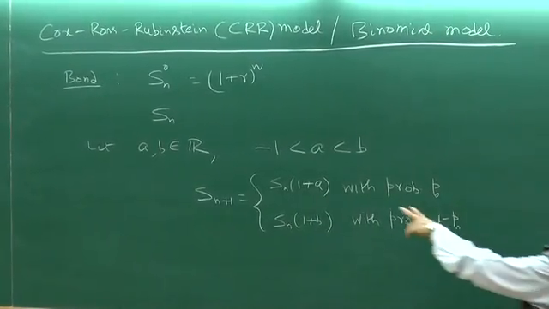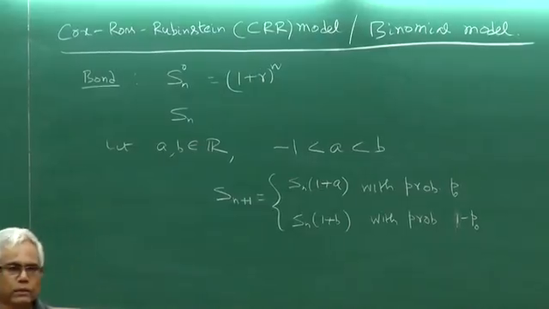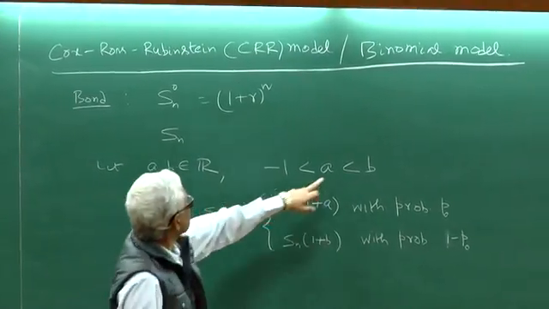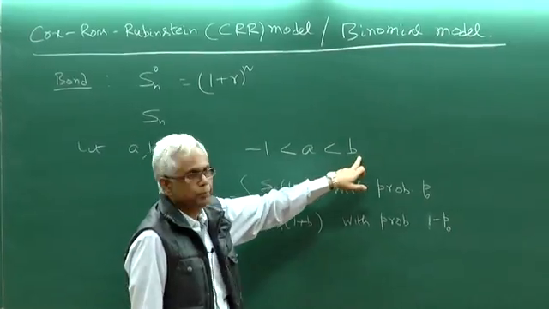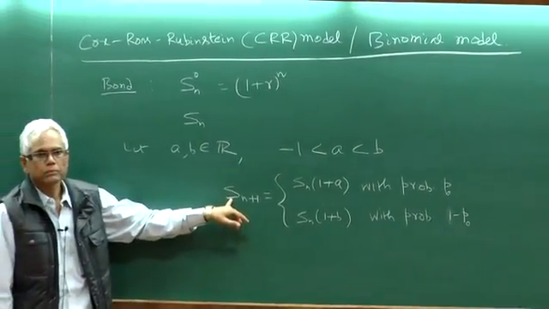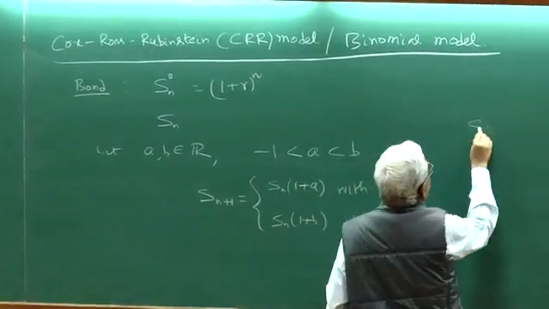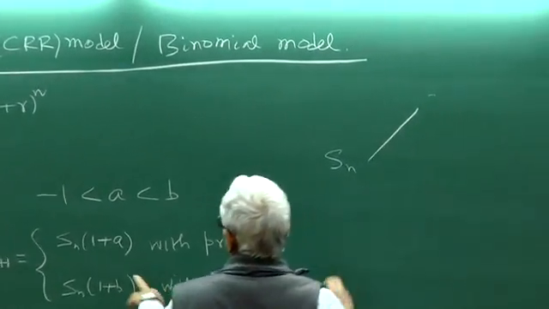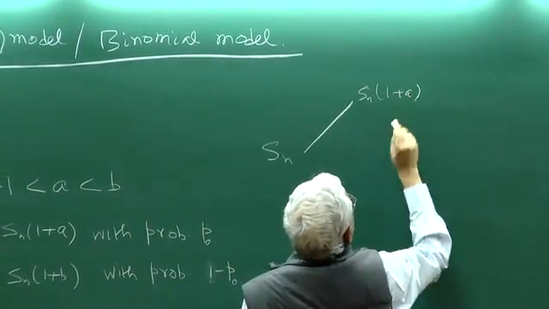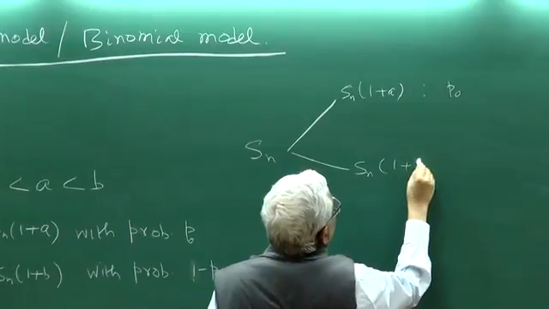Why this restriction? Because I want the stock prices to be always non-negative. Stock prices can never be negative, right? It can be 0, which is called a junk stock, but it can't be negative. So A must be strictly greater than -1 and less than B. So why is it called binomial? Because at every step, the next price has two choices only. From S_n, there is S_n times (1 plus A) with probability p_0, and then (1 plus B) with the complementary probability.